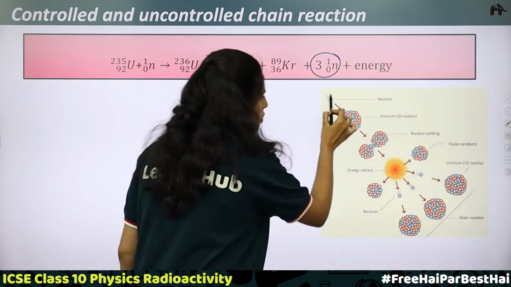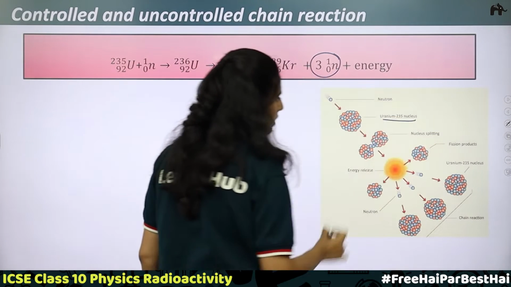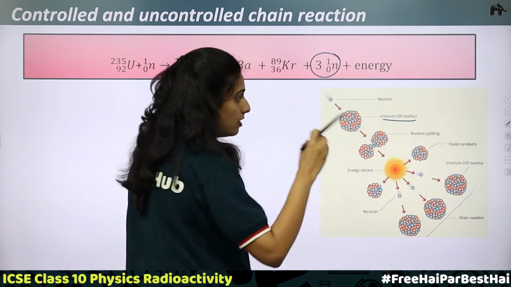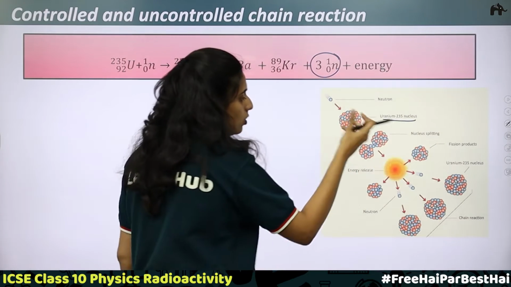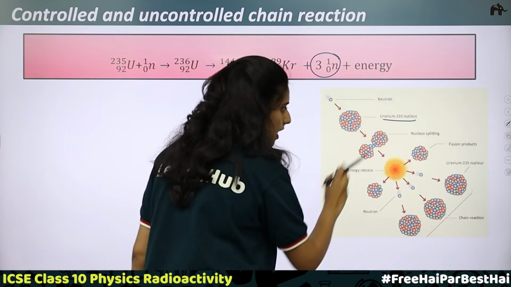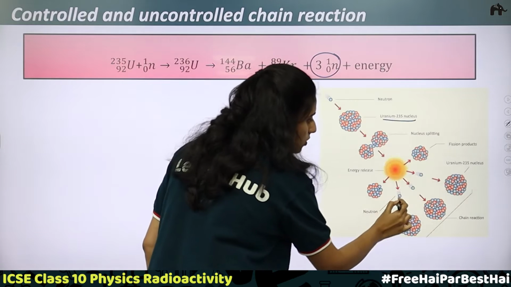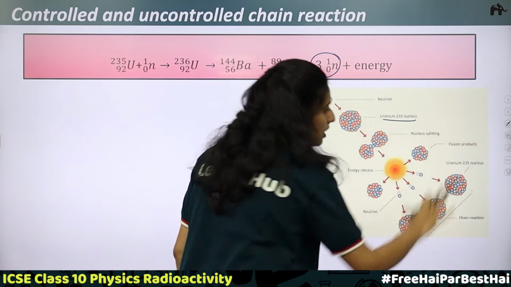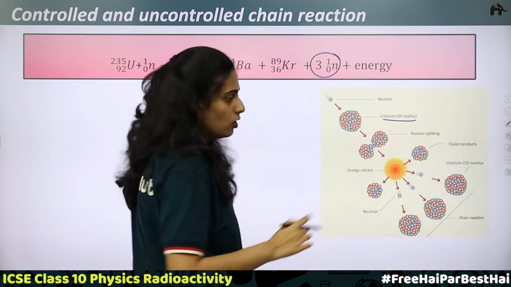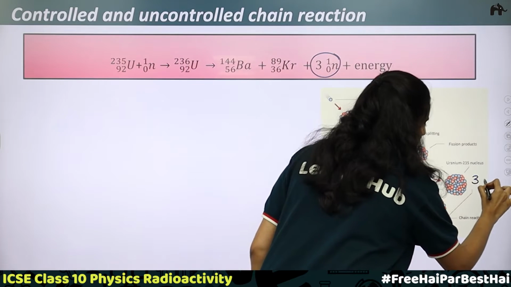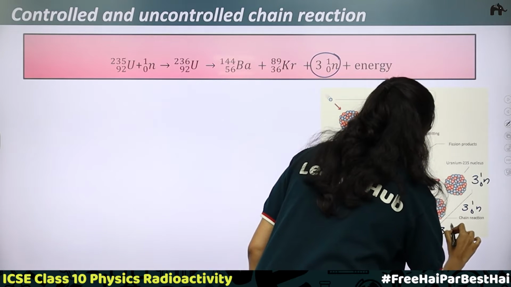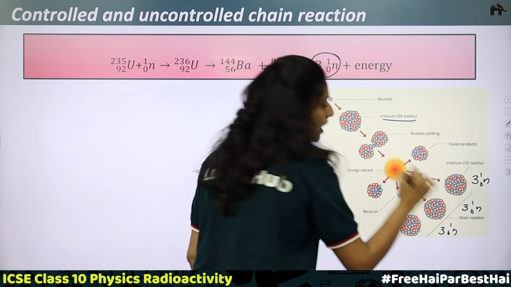Here a neutron strikes uranium-235 and it splits. The nucleus splits, energy is released, and neutrons are released. Here you have the 2 products, krypton and barium. Now these neutrons can strike other uranium-235 nuclei. Then again energy will be released. For this, 3 neutrons will be released. For this, 3 neutrons will be released. For this, 3 neutrons will be released. So in total there are 9 neutrons.